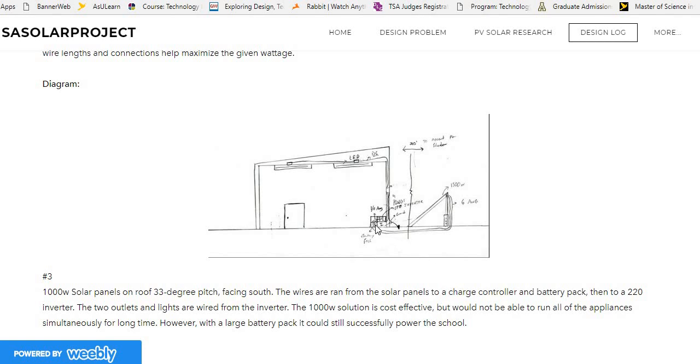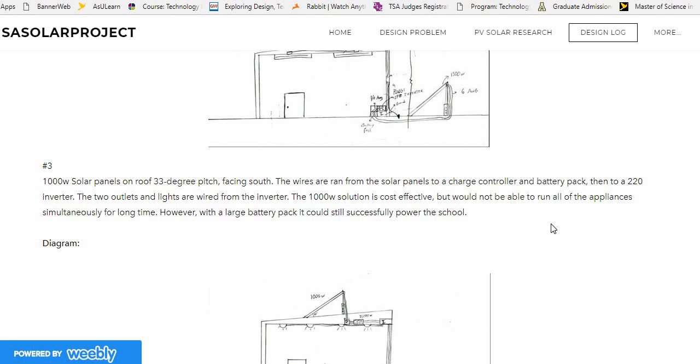Inside it would be run into a box. The box would have plugs on the inverter here, a battery pack, and the charge controller would also be inside this box. Then wires directly from the solar panel would be run up to wire the LED lights at the top.